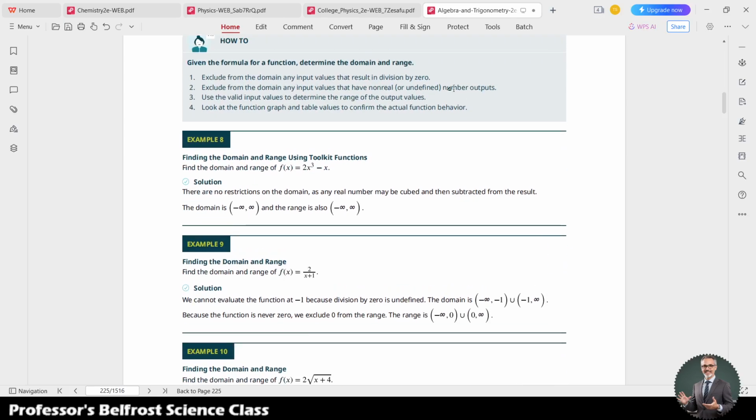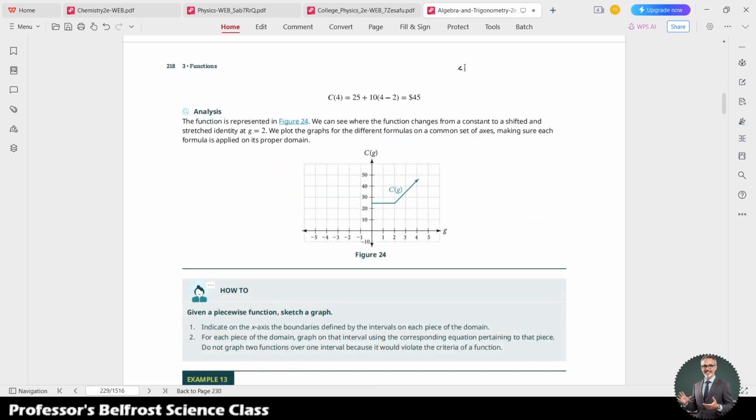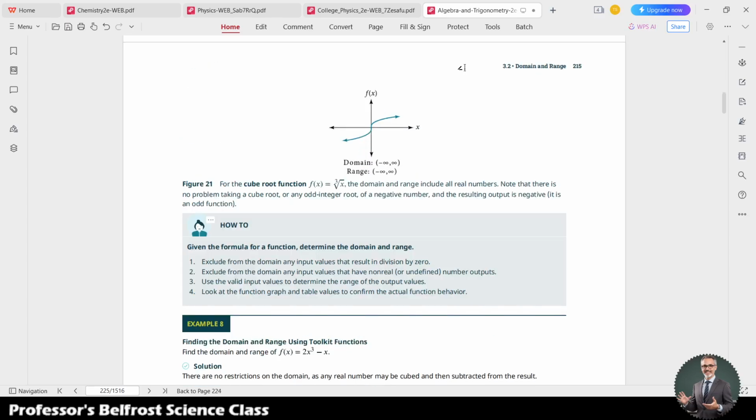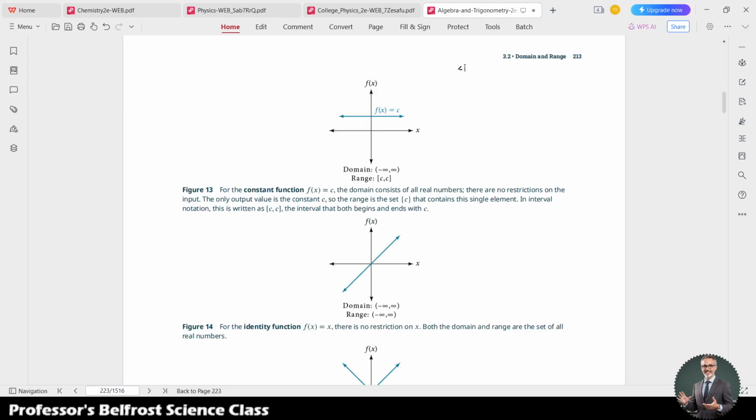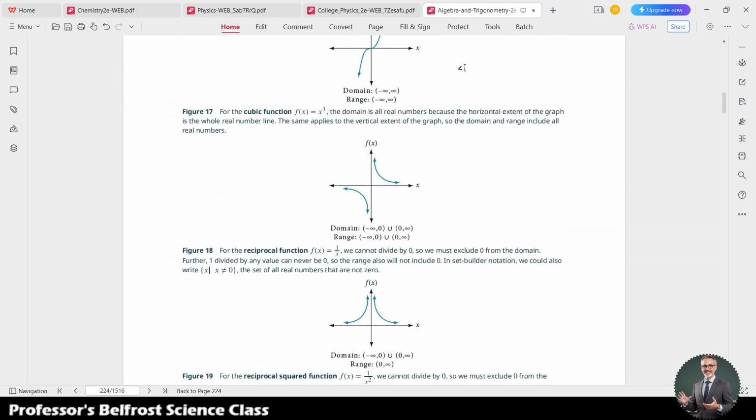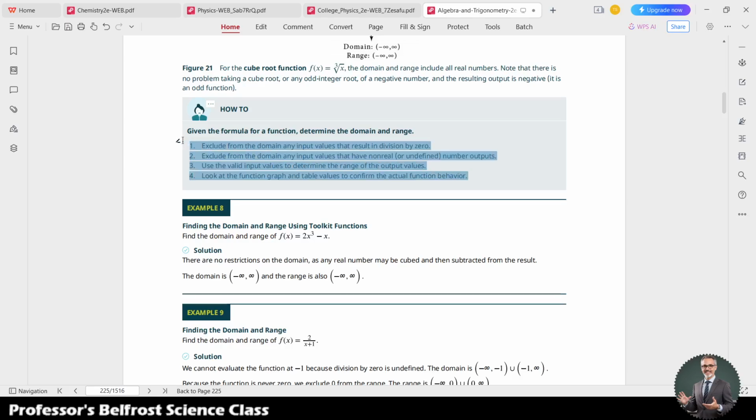Now, given the formula for a function, determine the domain and range by following these four steps. Okay, now let's start investigating it. Find the domain and range of f(x) equals 2x squared, 2x cubed minus x. So what do we need to do to solve this one?